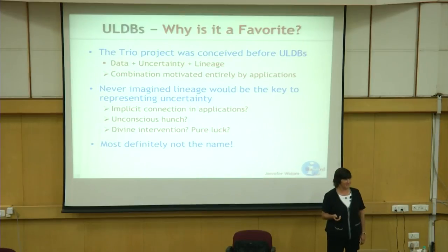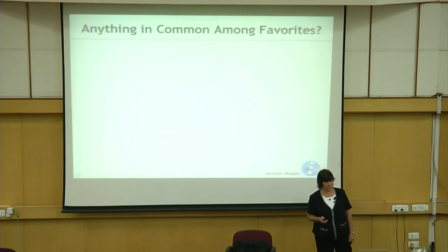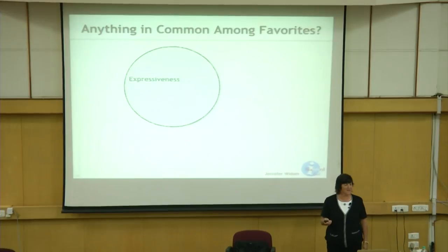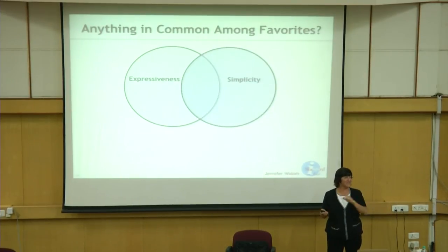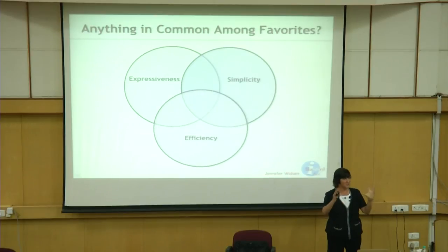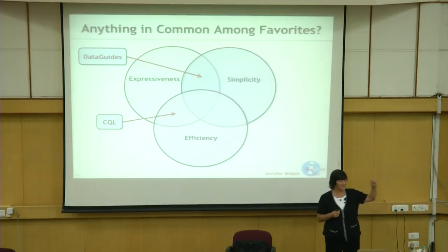Definitely, definitely not the name. Our names seem to have gotten worse and worse over time. So anything in common among the favorites? Well, there's expressiveness, there's simplicity, there's efficiency. These things work against each other, I think. For data guides, we had expressiveness and simplicity, but they weren't all that efficient. For CQL, I'd say expressive and efficient, but not necessarily simple.